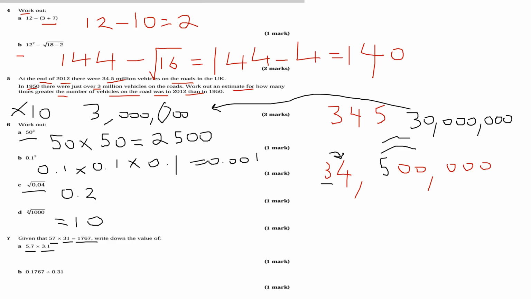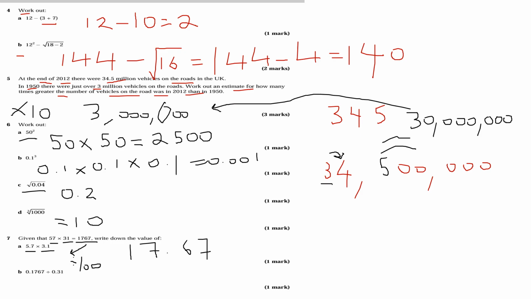Question number 7. Given that 57 times 31 is 1,767, write down the value of, part A, 5.7 times 3.1. Put the decimal point back in. I've divided that by 10, and divided that by 10. So divide the overall answer by 10 squared, or divide by 100. So that'll be 17.67.